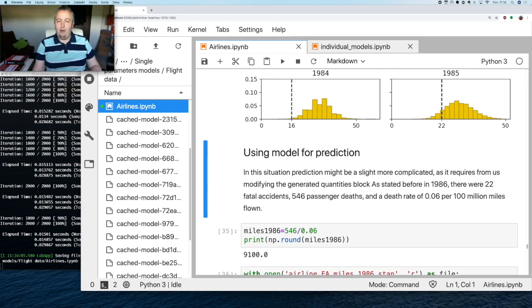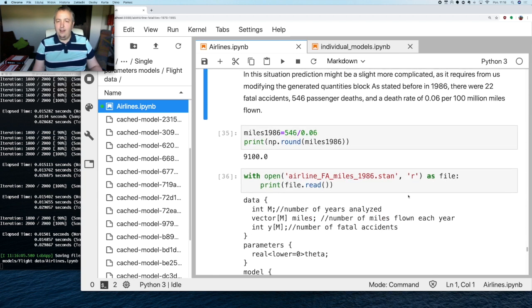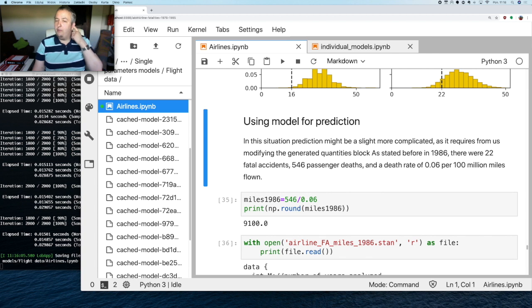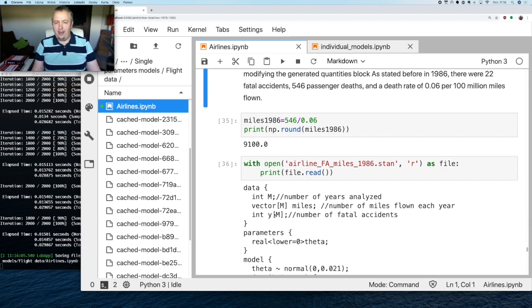But let's see how our model works for prediction. In order to do so, we will need to compute the number of miles from the data we have. We had data for 1986, which was just not in our table. There were 22 fatal accidents with 546 passenger deaths and a death rate of 0.06 per 100 million miles. And we can compute miles from that.